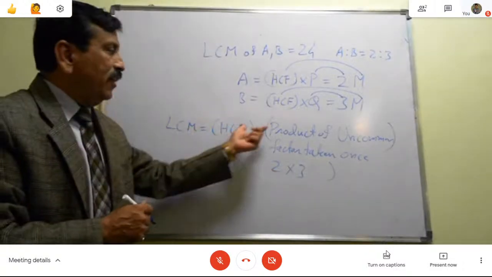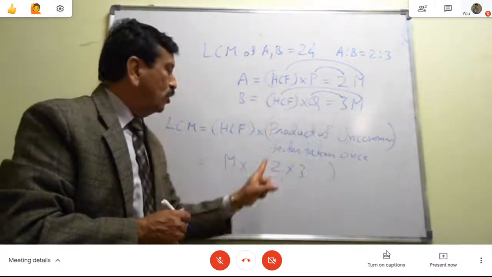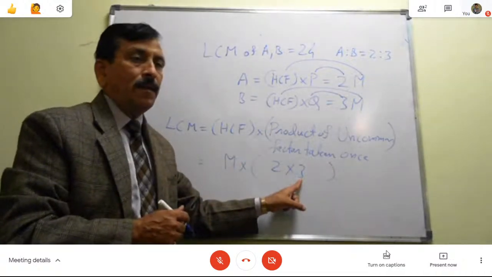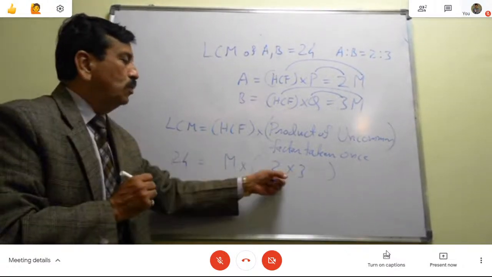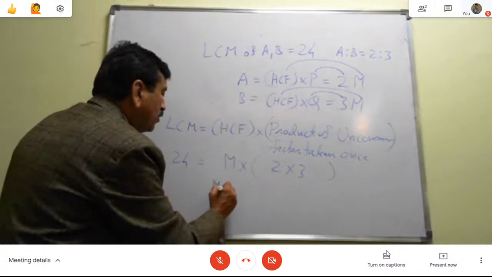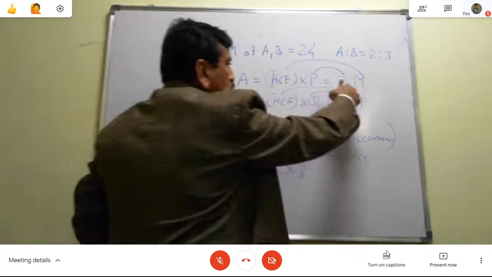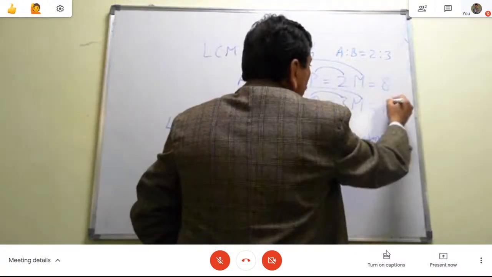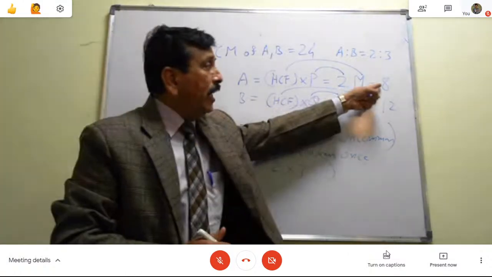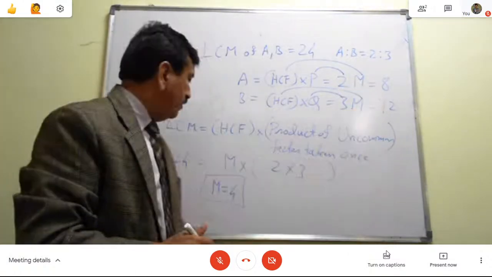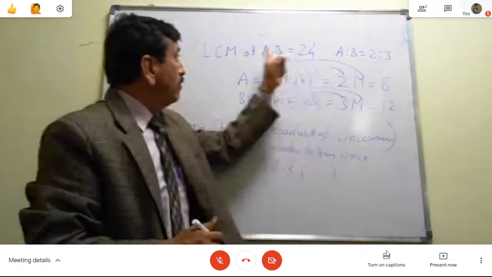LCM is HCF into product of uncommon factor. Common was M, uncommon was 2 and 3. So M into 2 and 3. But it is given LCM is 24. So 24 is equal to 6M and therefore M is equal to 4. The moment I have M equal to 4, 2M will become 8 and 3M will become 12. Look at it. 8 and 12 will have highest common factor as 4, and LCM as 24.